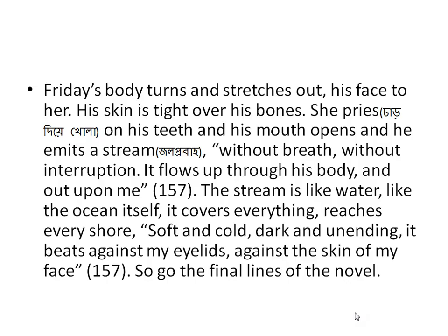Okay. Whenever the narrator tugs, যে দড়িটা ধরে যখন টান দিল, তখন আস্তে করে ফ্রাইডের বডি একটু নড়াচড়া করছে, মুভমেন্ট করছে, and he stretches his face towards the narrator. Friday is looking towards the narrator, and his skin is tight over the bones. That is, the physical appearance is very skinny.